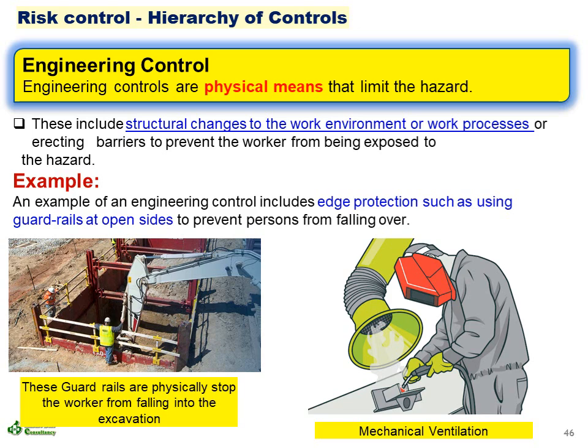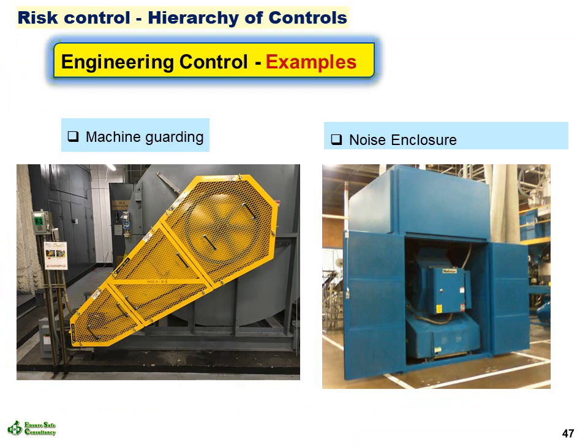An example of an engineering control includes edge protection, such as using guardrails at open sides to prevent persons from falling over. These guardrails physically stop the worker from falling into the excavation. Mechanical ventilation. Details about the hierarchy of risk control continued. Engineering control. Examples: machine guarding, noise enclosure.